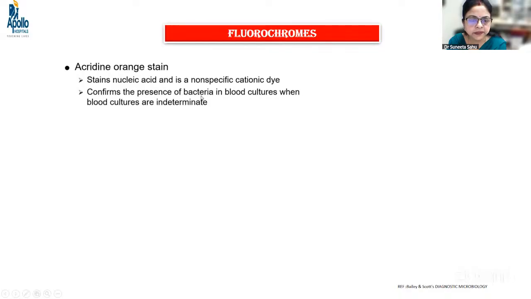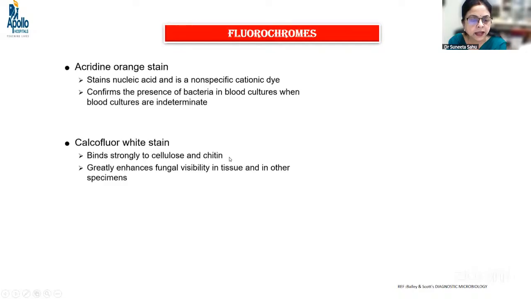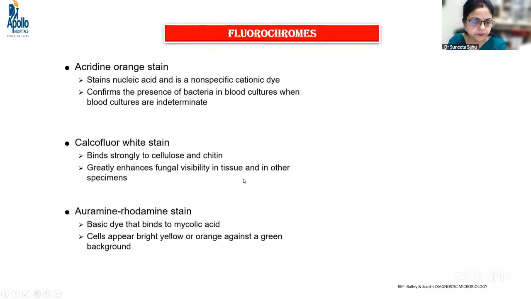It confirms the presence of bacteria in blood cultures when blood cultures are indeterminate. Calcofluor white stain binds with the cellulose and chitin. It greatly enhances fungal visibility in tissue and in other specimens. Now, auramine rhodamine stain is a basic dye that binds to the mycolic acid, and the cells appear bright yellow or orange against a green background. So these are the various fluorochromes which are used for fluorescent microscopy.